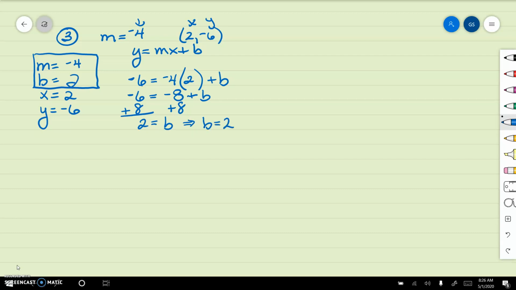Okay, so we can fill in a 2 for b, and that means we have our m and our b, so we can write the equation of this line. It's going to be y equals, instead of m, it's a -4, so slope of -4, x, oh boy, here goes my pen again, x plus 2, b, in place of b.